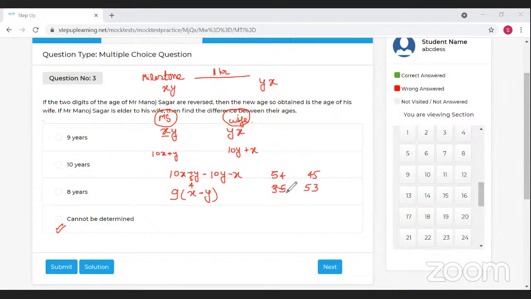Or I should write it here. 53 and 35. 62 and 26. Shall I write it?